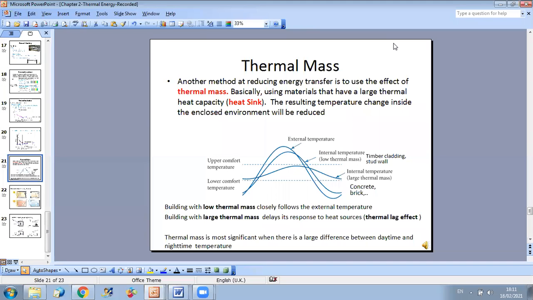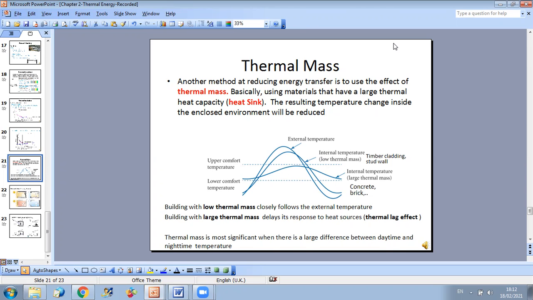Thermal mass is another method to reduce energy transfer in buildings. It consists of the use of materials of large thermal heat capacities, called heat sink. In this case, when the temperature outside of the building is relatively high, the thermal mass will absorb energy in order to avoid overheating of the space, while this heat will be released when the temperature inside the space drops.